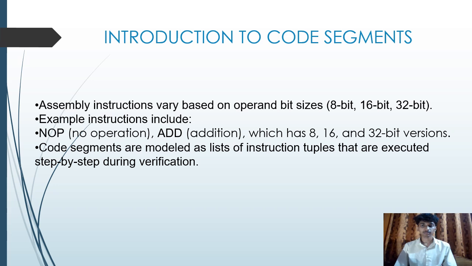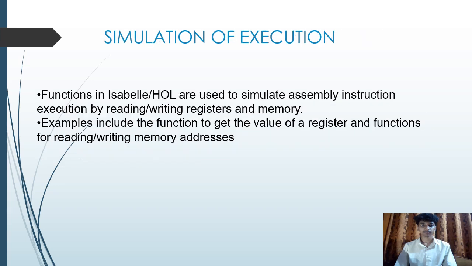Introduction to core segments. Assembly instructions vary based on operand bit size. Example instructions include NOP, no operation, and ADD, addition, which has 8, 16, and 32-bit versions. Code segments are modeled as lists of instruction tuples that are executed step by step during verification.